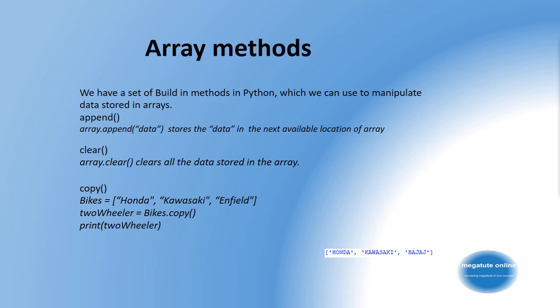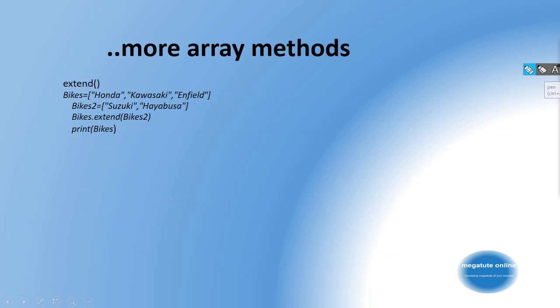Okay, so this is about the 3 functions: the append function, the clear function, and the copy function, inbuilt functions of array methods in Python. There are a few more methods, and out of them the fourth one is the extend. All right, now this function is used if you want to extend the array, if you want to add 2 arrays together, join 2 arrays together.